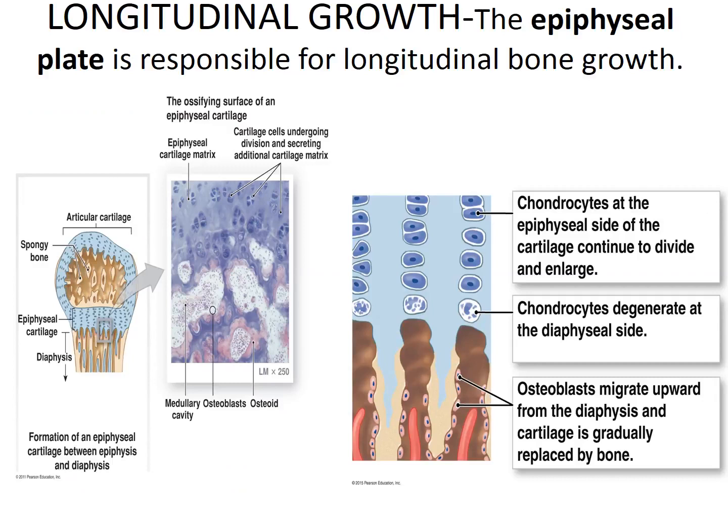Now, the next topic is growth of bone. Growth of bone occurs by two primary processes as well. We have longitudinal growth, which gives length to bones, and appositional growth, which allows bones to grow in width or diameter.